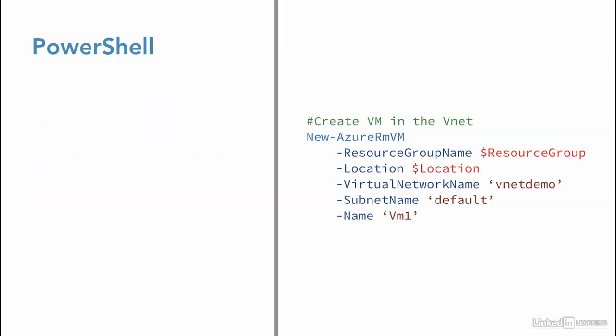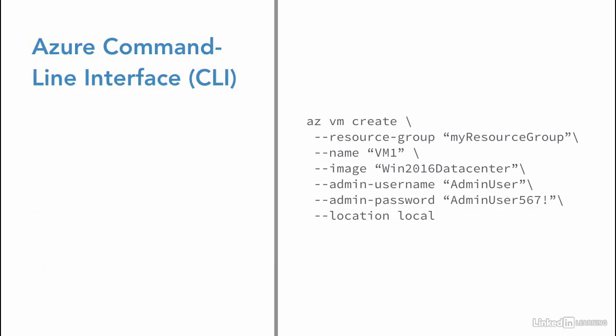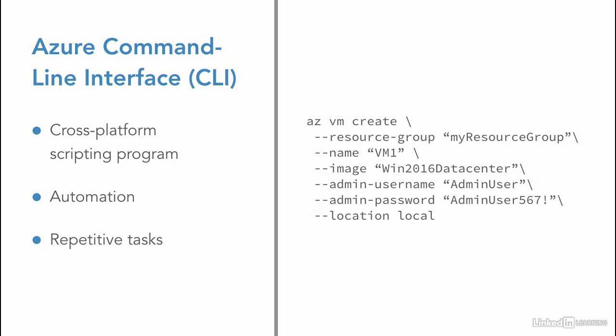You can also use PowerShell to manage Azure. PowerShell is a command shell scripting language, and it's great for automating those repetitive tasks that you do over and over again in Azure. And PowerShell code is cross-platform. Another tool to manage Azure resources is the Azure Command Line Interface, or CLI. This is a cross-platform scripting program. And just like PowerShell, we use the Command Line Interface for automation of repetitive tasks.